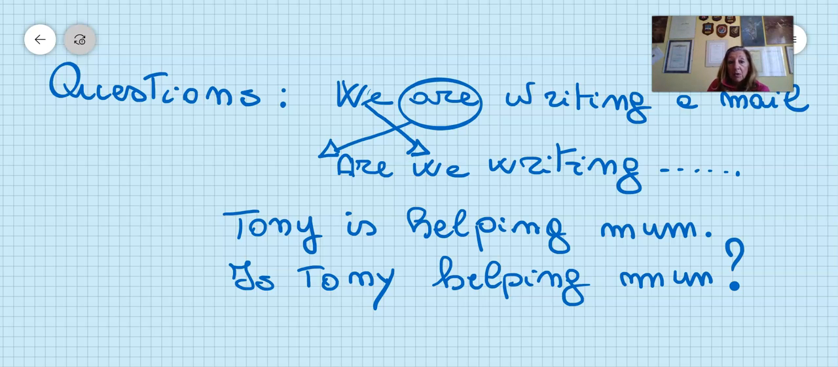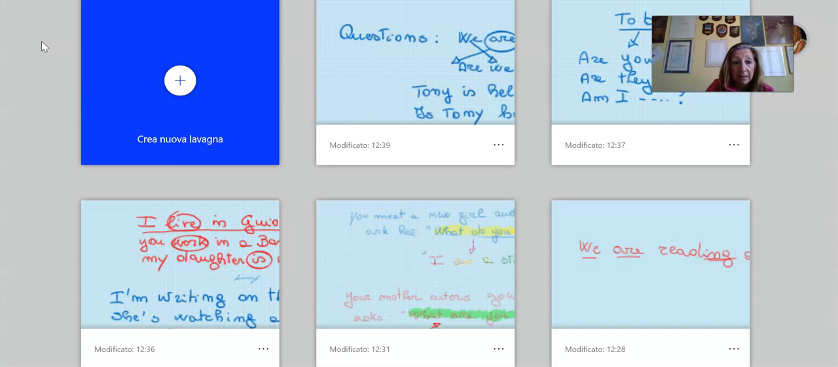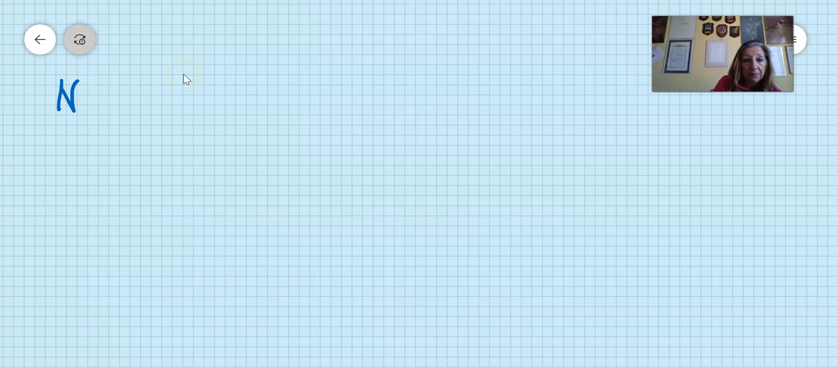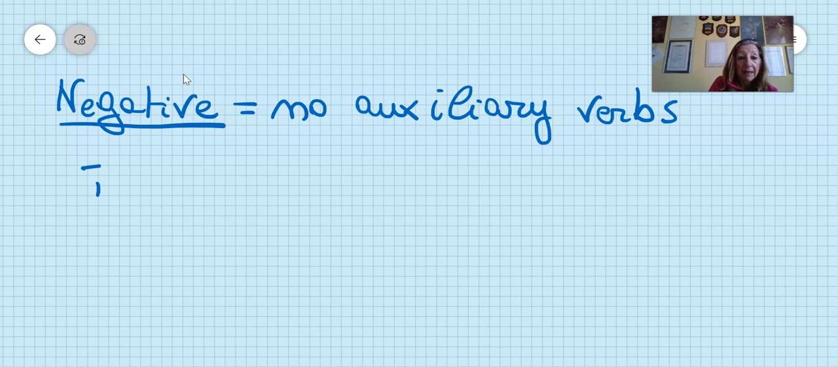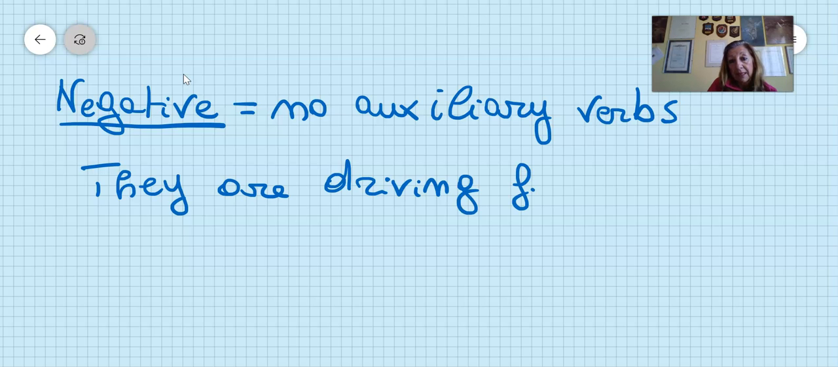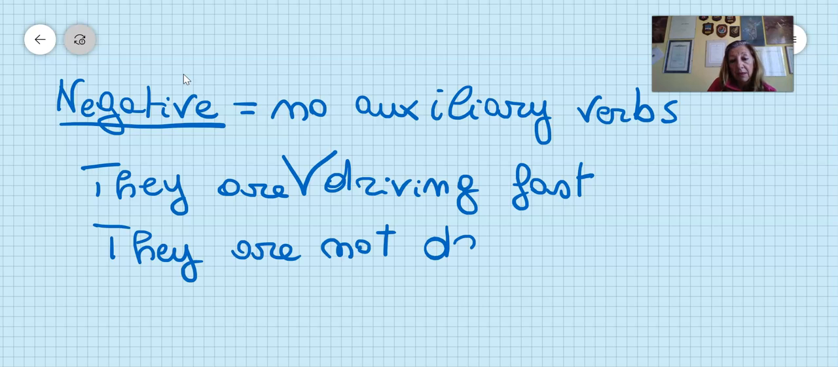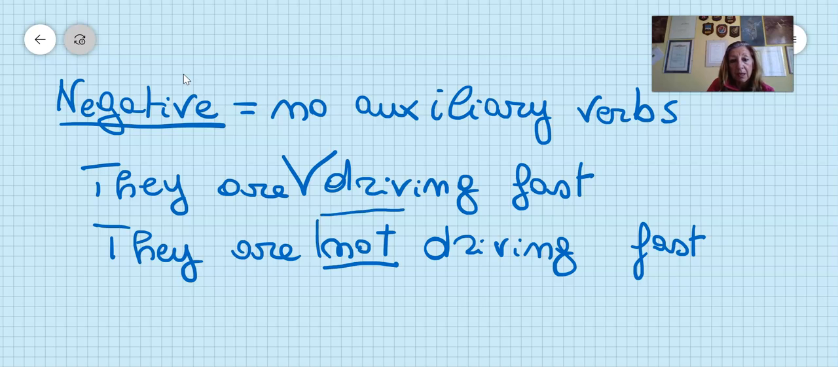Okay, let's see what happens with a negative. It is very, very similar. So in a negative sentence, I don't need any auxiliary verbs, because I say they are driving fast. It is changed into they are not. So they are not driving fast. Okay, so we introduce here not, and it is changed into a negative sentence.